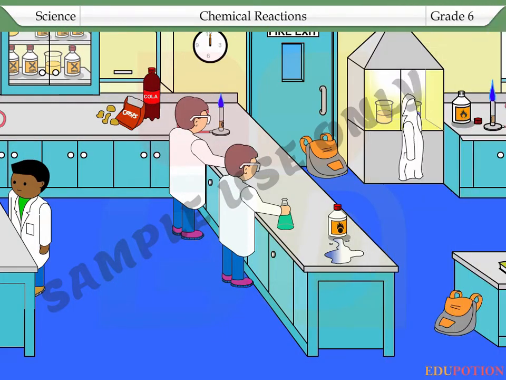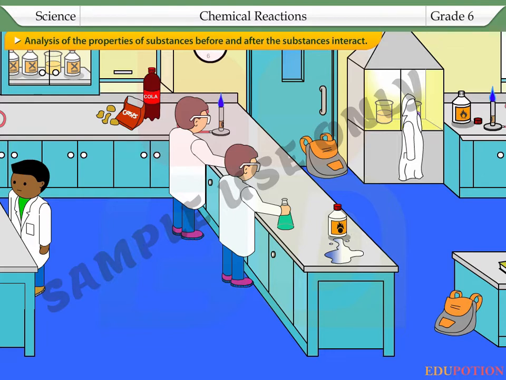Chemical reactions. Analysis of the properties of substances before and after the substances interact.